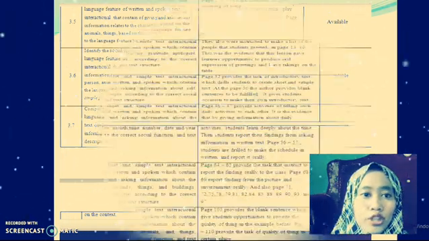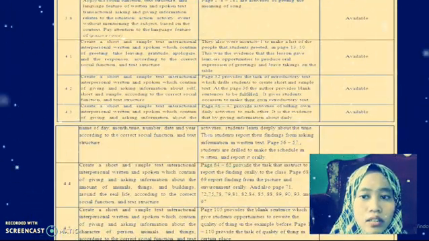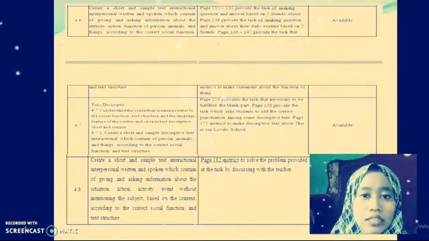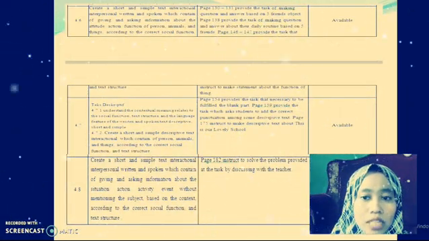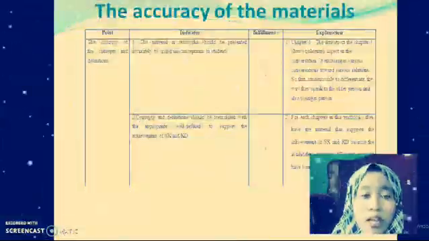Okay, we continue to the overall compliance of basic competence and the textbook. It is available with the textbook material provided.